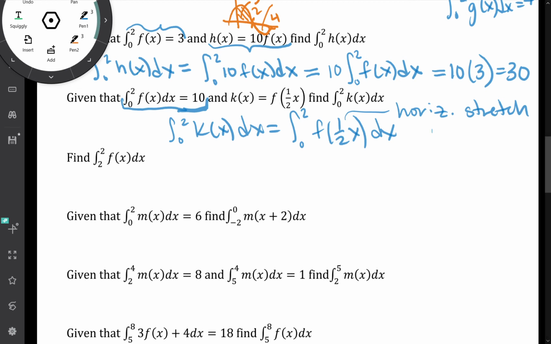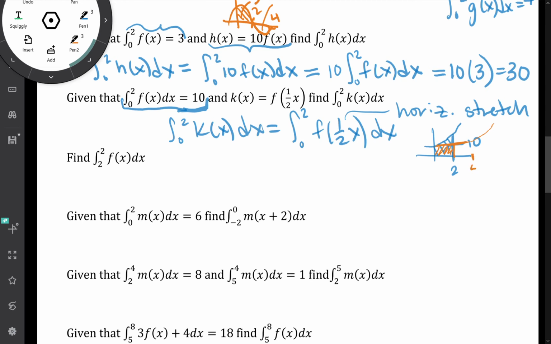So if I'm thinking of function f going like this, from 0 to 2, and catching an area of 10, if I stretch this horizontally by a factor of 2, so now it takes me twice as long to get to that y value, I don't really have much shot at being able to figure out what this area is.